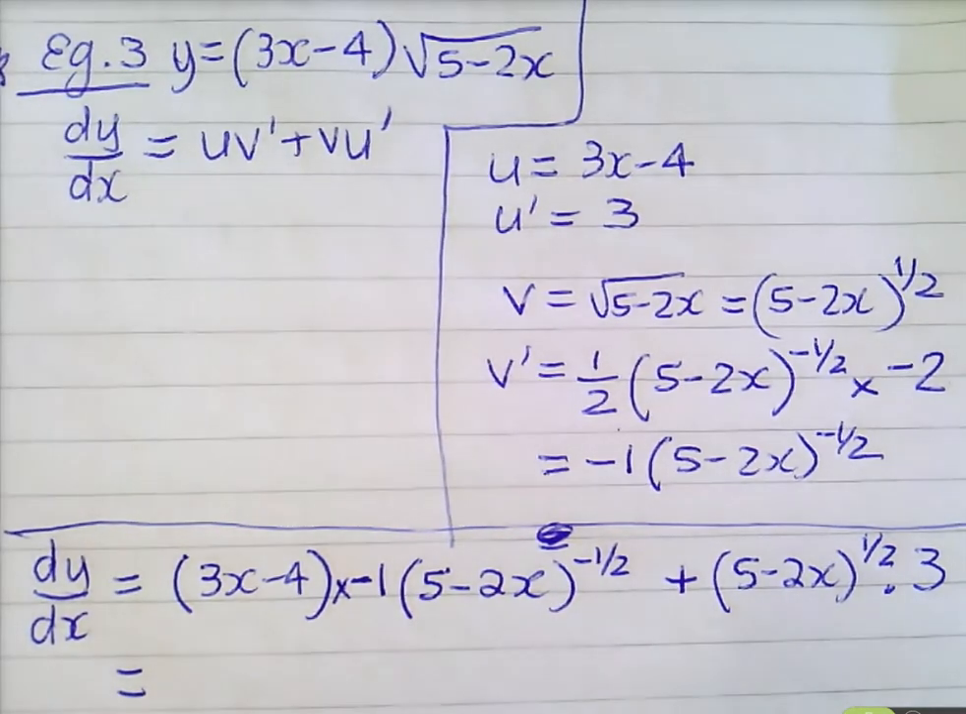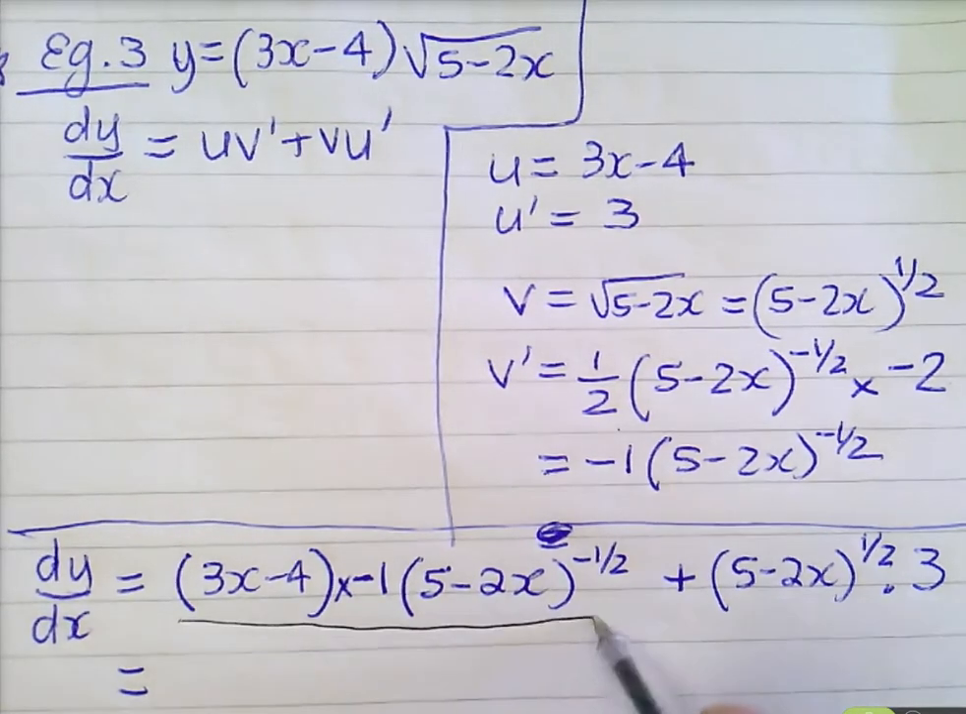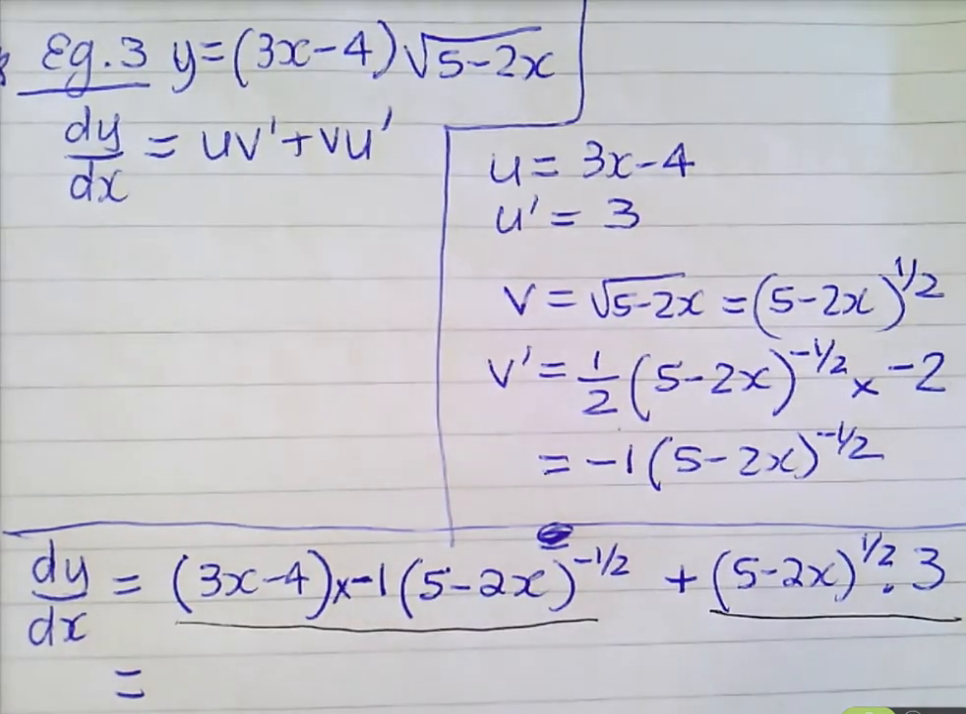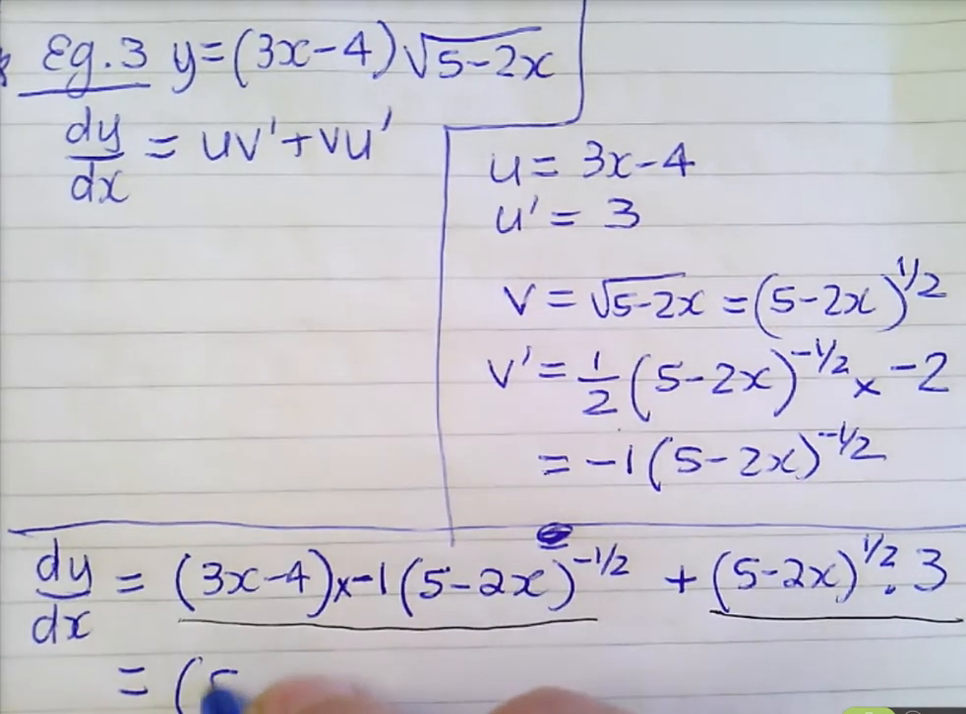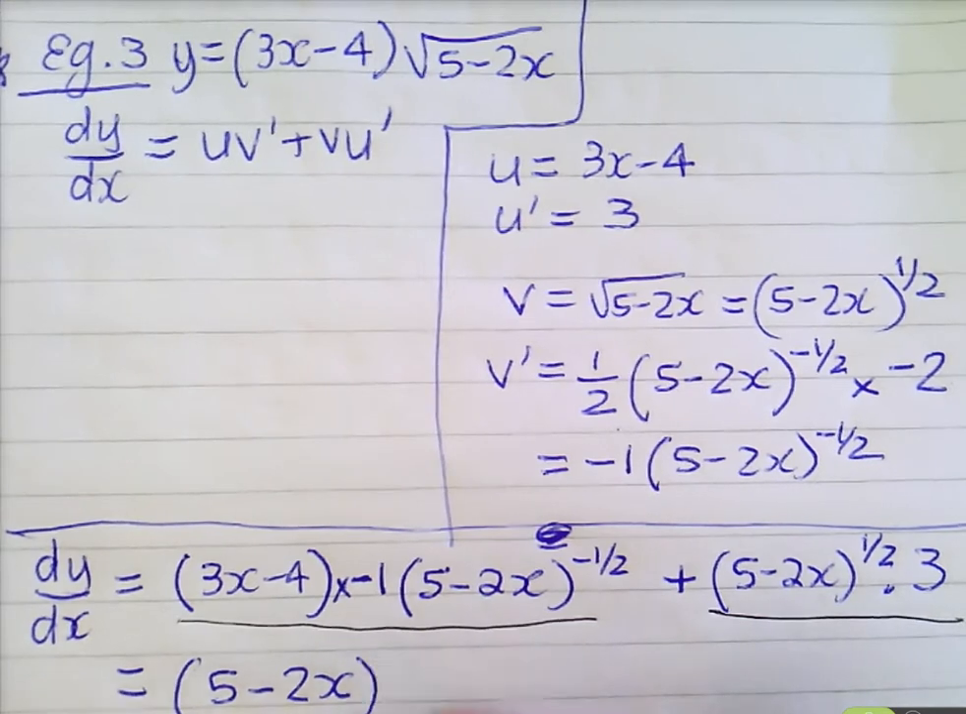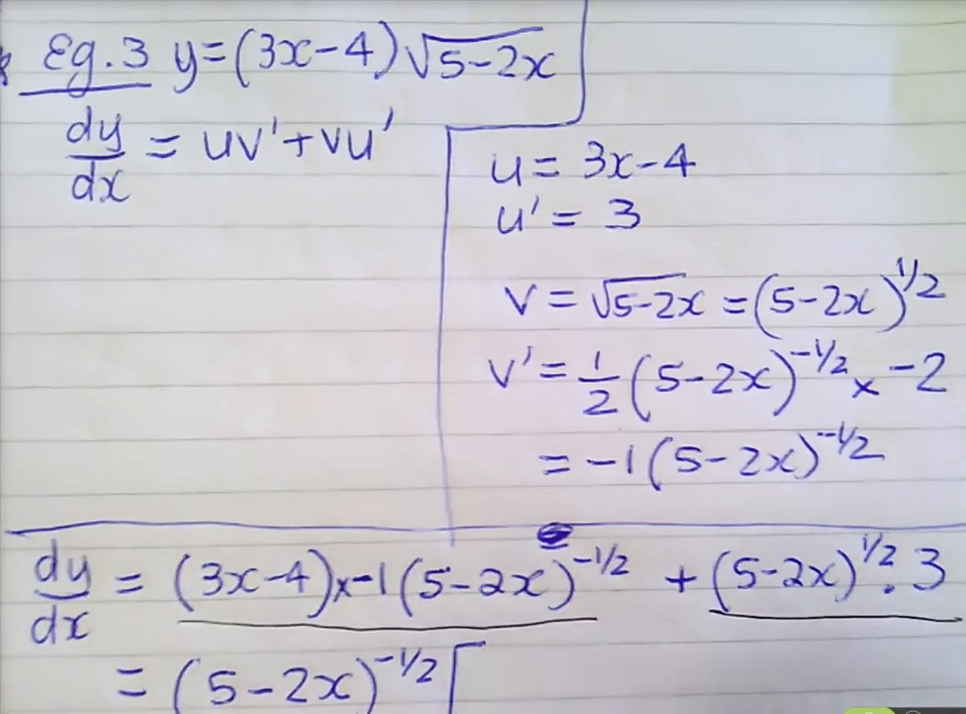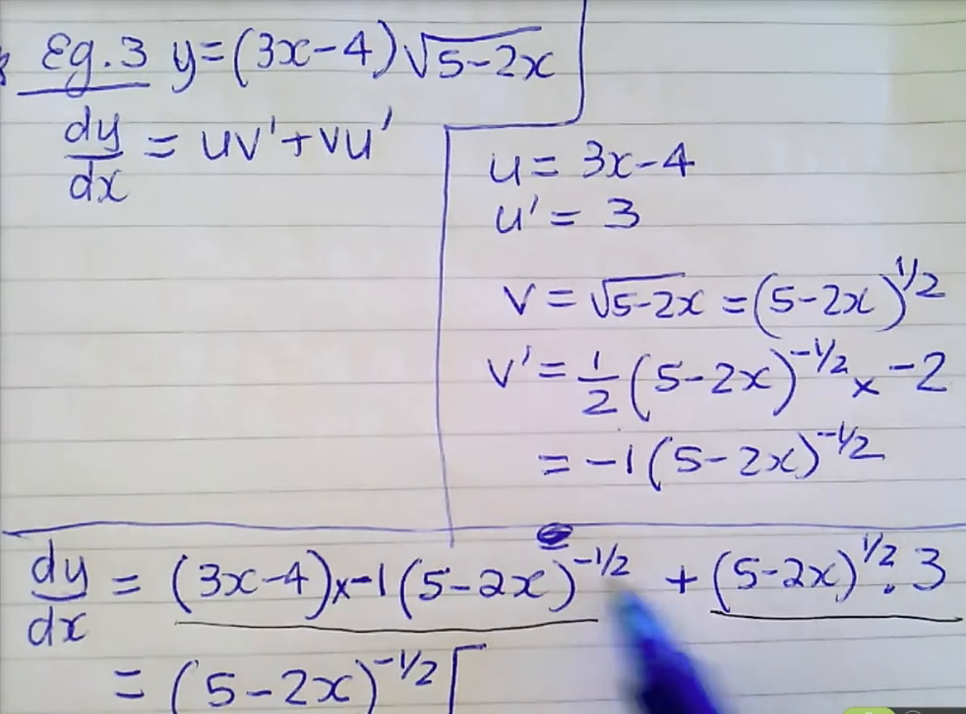Now, girls, I've got 2 terms. That's one term, that's the other term. Tell me what you've got as a common factor. It's 5 minus 2x. Don't you always pull out the smaller factor? What's smaller, the negative a half or the positive a half? The negative half is smaller. So you pull out the 5 minus 2x to the negative a half from each, because negative a half is smaller than positive a half. By how much? By 1.